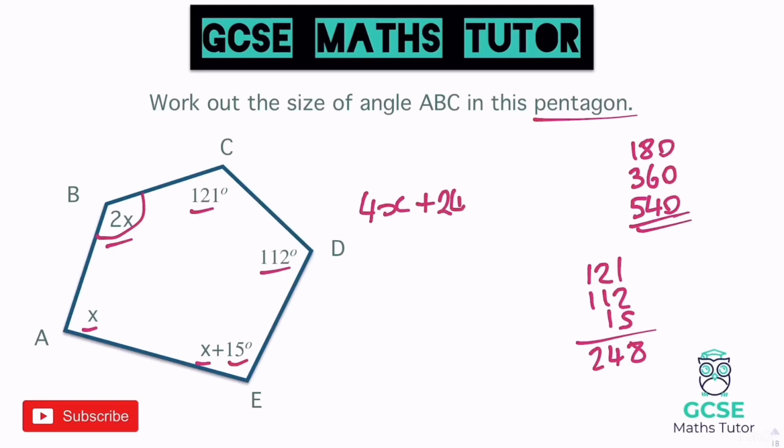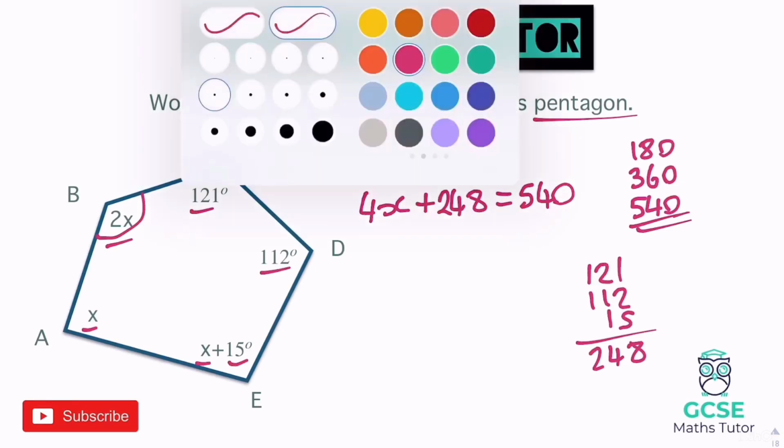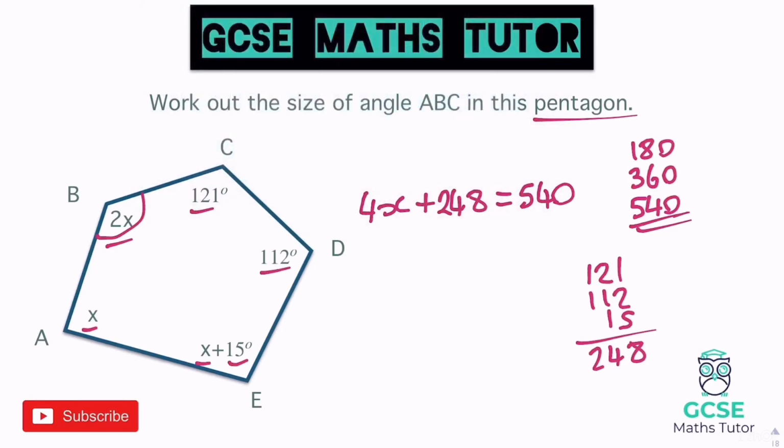So plus 248 has to equal 540 degrees this time. And there's our equation made because we know all these angles have to add up to 540. So we've got slightly bigger numbers here, but let's take away 248.